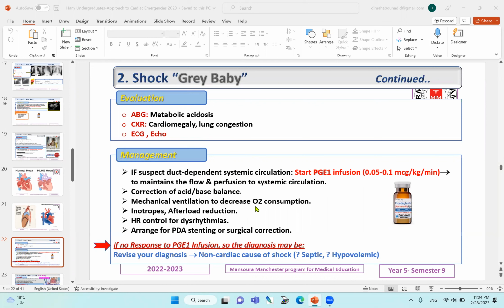You can do mechanical ventilation to decrease the oxygen consumption. You have to support the heart with inotropes and afterload reduction, control the heart rate, and arrange for PDA stenting or surgical correction. If you give prostaglandin infusion and there is no improvement, you have to exclude, as we said, the non-cardiac causes of shock, which are septic or hypovolemic shock.